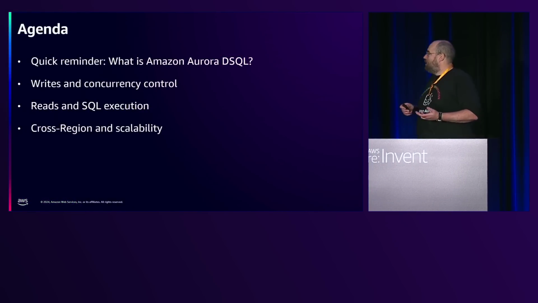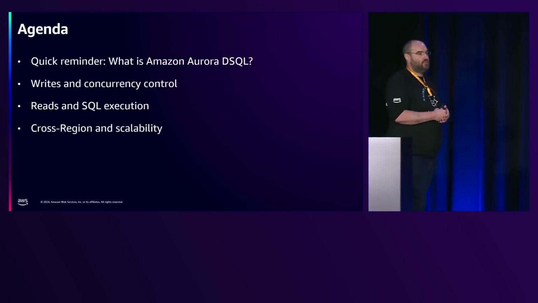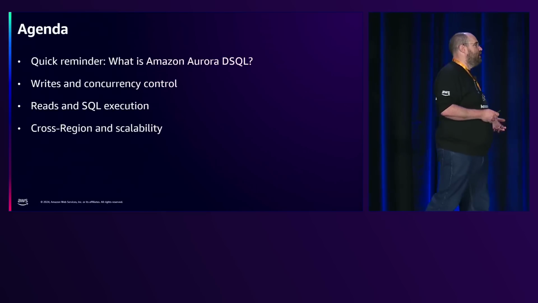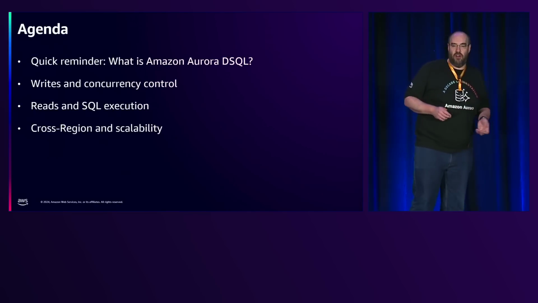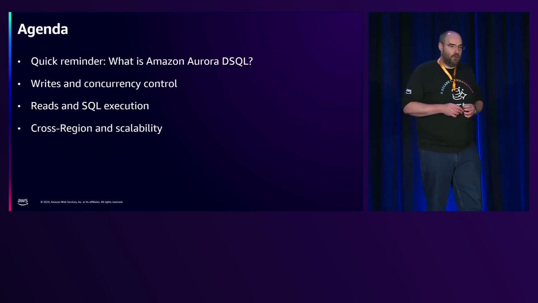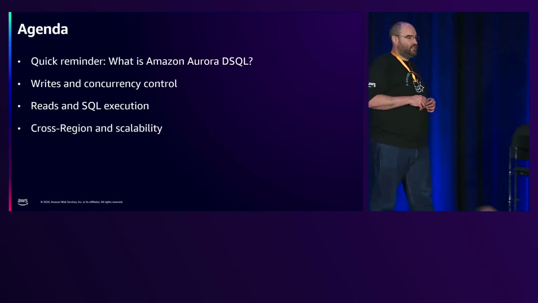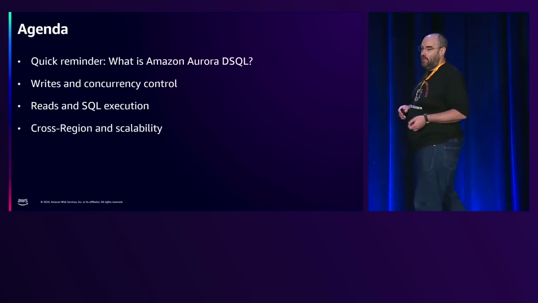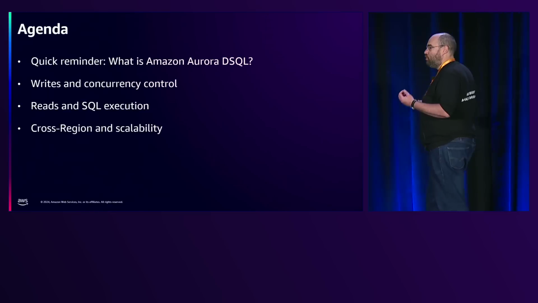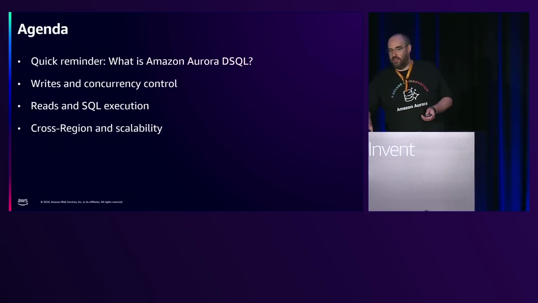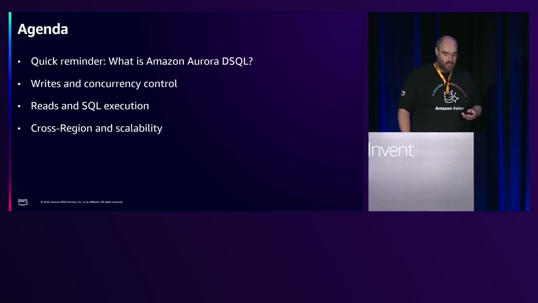So I'm going to talk about, just a quick reminder, most of you have seen this. Hopefully you saw Matt's keynote announcement or my talk yesterday or our documentation. But I'll go over quickly, what is Aurora DSQL. I'm going to talk about writes and concurrency control. I'm going to talk about reads and scaling out SQL execution inside a scalable database. And finally, I'm going to talk about cross-region. I'm going to talk about scalability. And I'm going to talk about what I think is the fundamental, most important thing about building scalable distributed systems, which is avoiding coordination and communication when you absolutely don't need to do that.